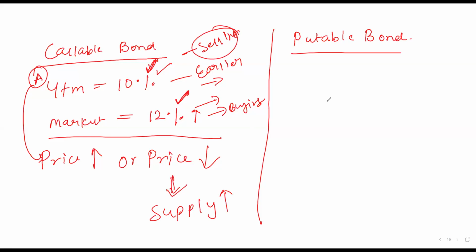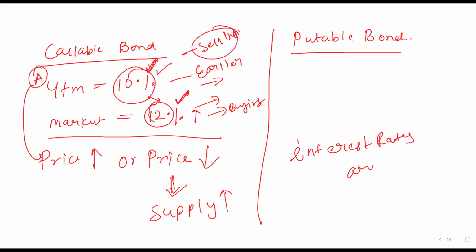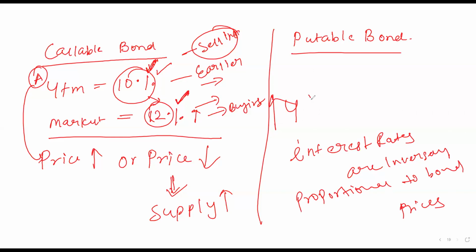And logically, if YTM has increased, say the YTM is 12%, don't you think interest rates are inversely proportional to bond prices? Because the higher the rate of return, the higher the YTM, the lower the bond price.